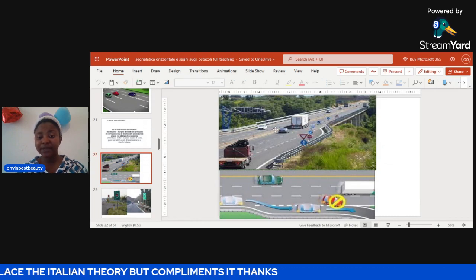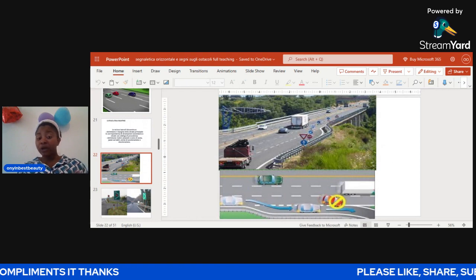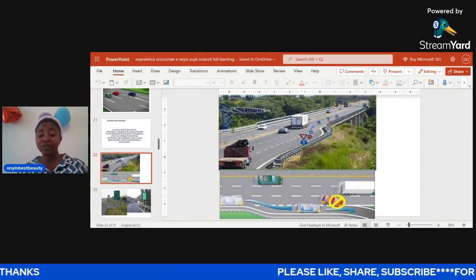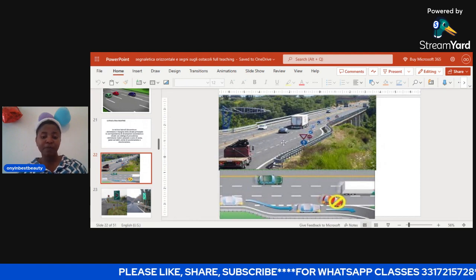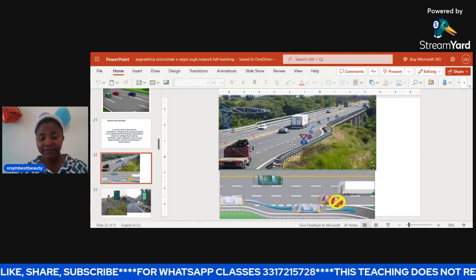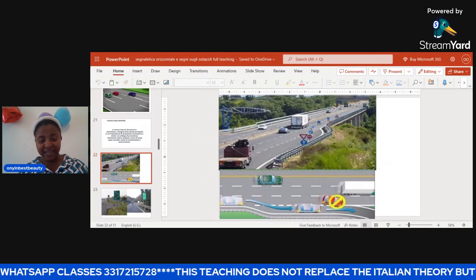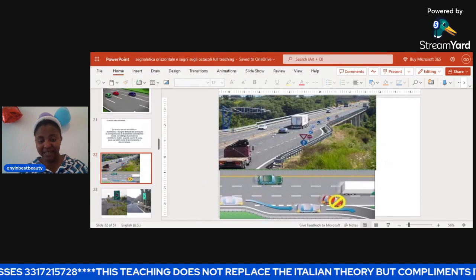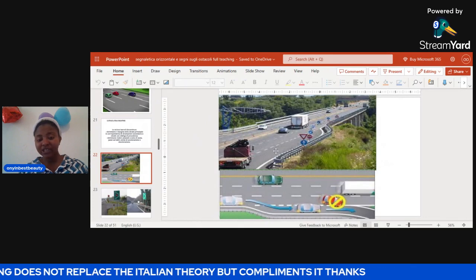They call them spartitraffico. Now, we are not talking about spartitraffico. I'm just telling you that from this spartitraffico to this particular edge makes up a carriageway. Now, from this edge to this particular place, this is la corsia di accelerazione. You can see this car here. They try to enter the carriageway. This lane where they come from, they call it corsia di accelerazione.